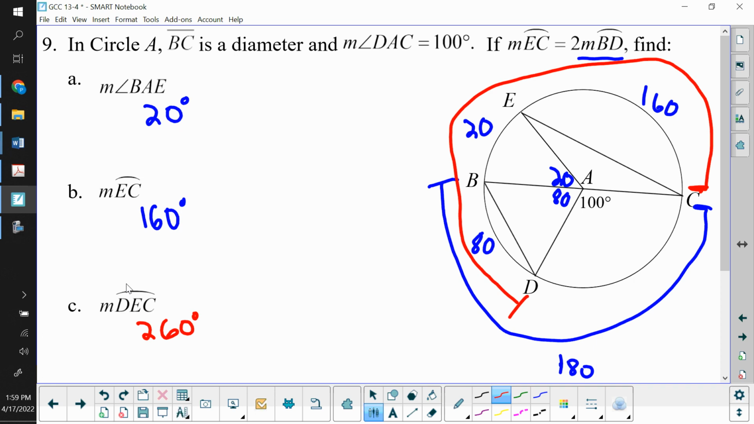So the big new thing for this lesson is an inscribed angle, which is when the vertex of the angle is on the circle. That angle's measure will always be half of the arc that it opens up to.